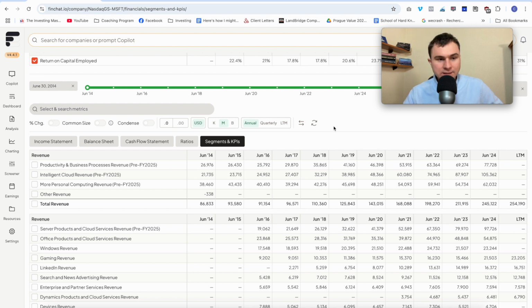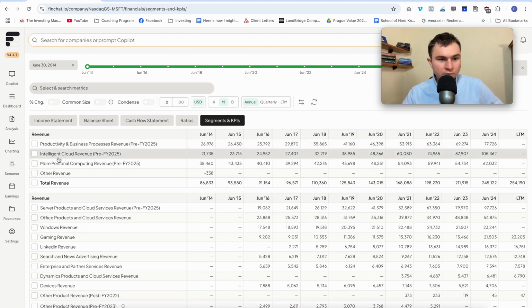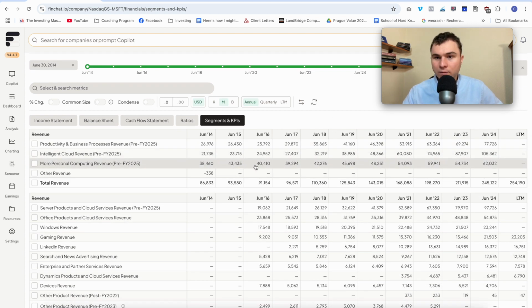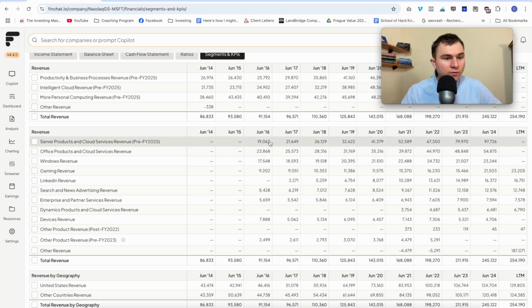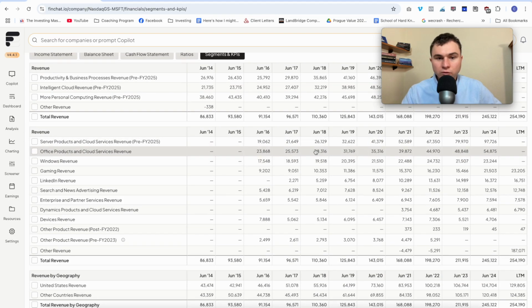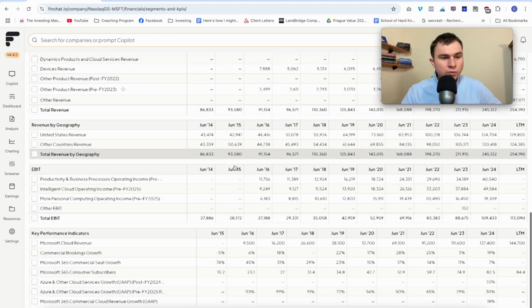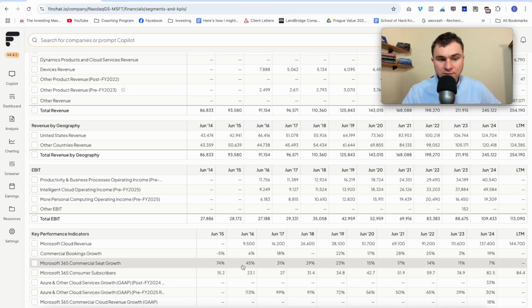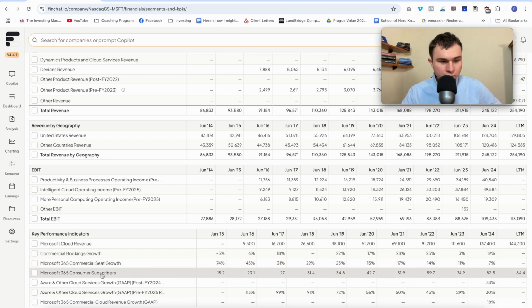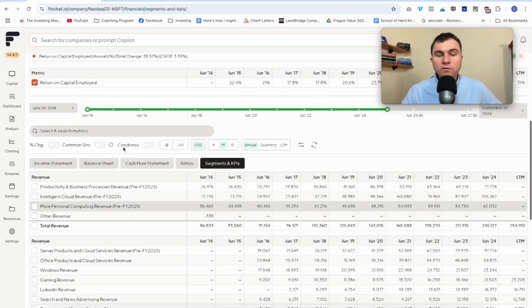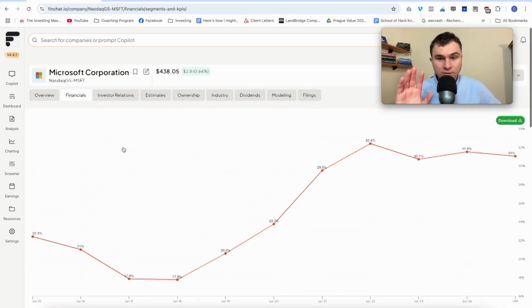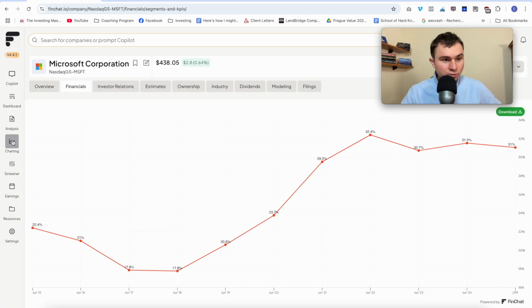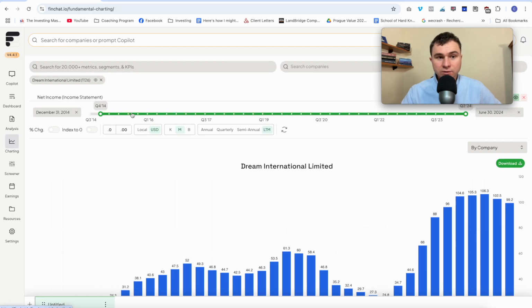So if you look at the segments and KPIs, you have the revenue for different business segments. For Microsoft, look at all the evolution over time, revenue by geography, the EBIT by business segments, the key performance indicators, the consumer subscribers, so that's the subscriber count. And if you want to check this as a table, this is it. But you can also go to charts. I love this one. And oh, that was for another company.